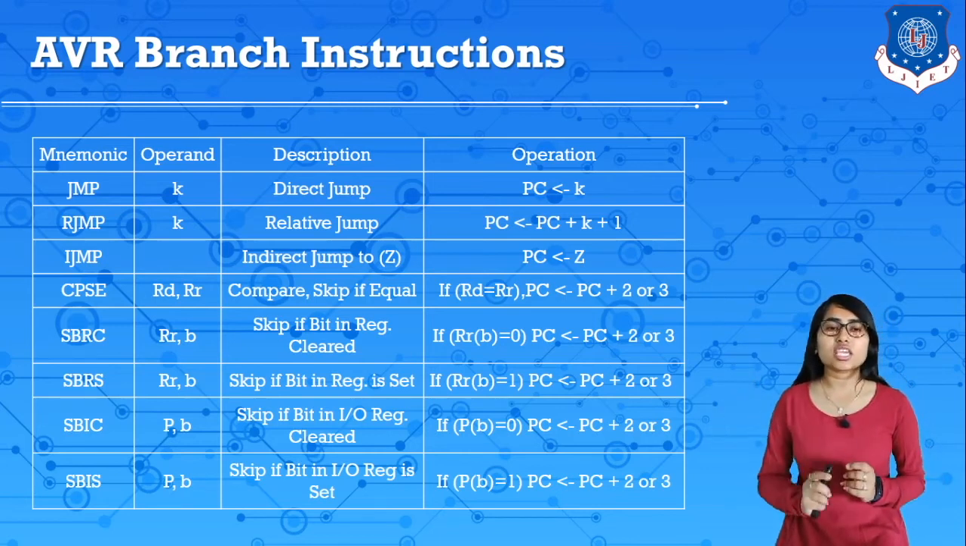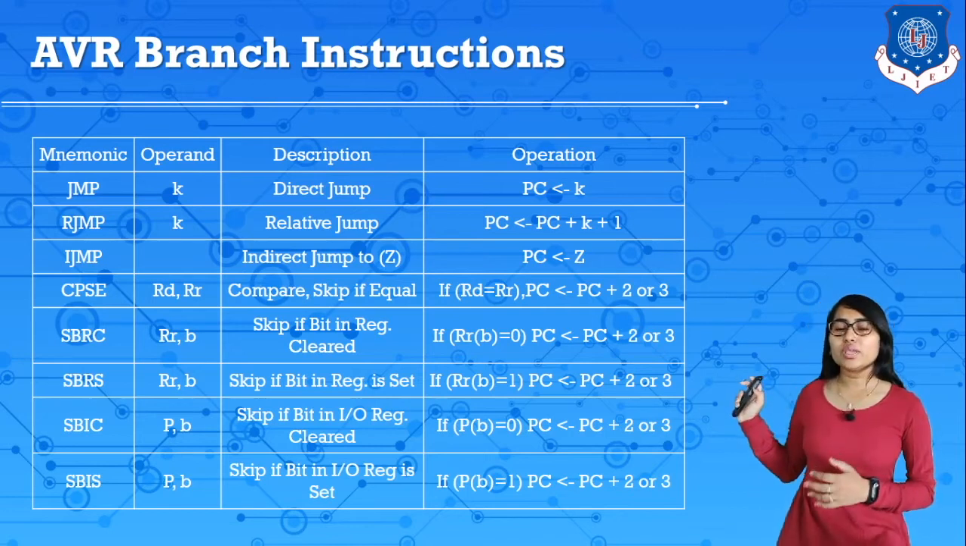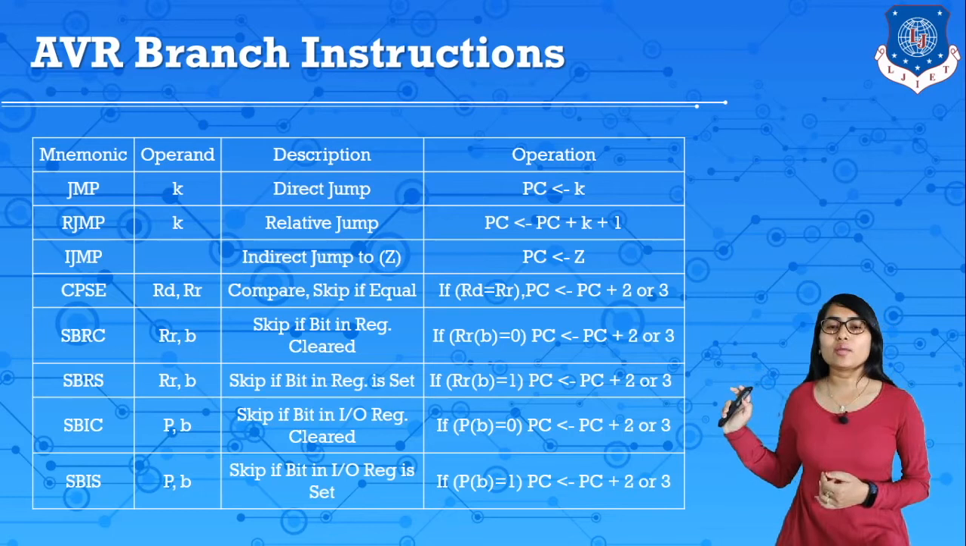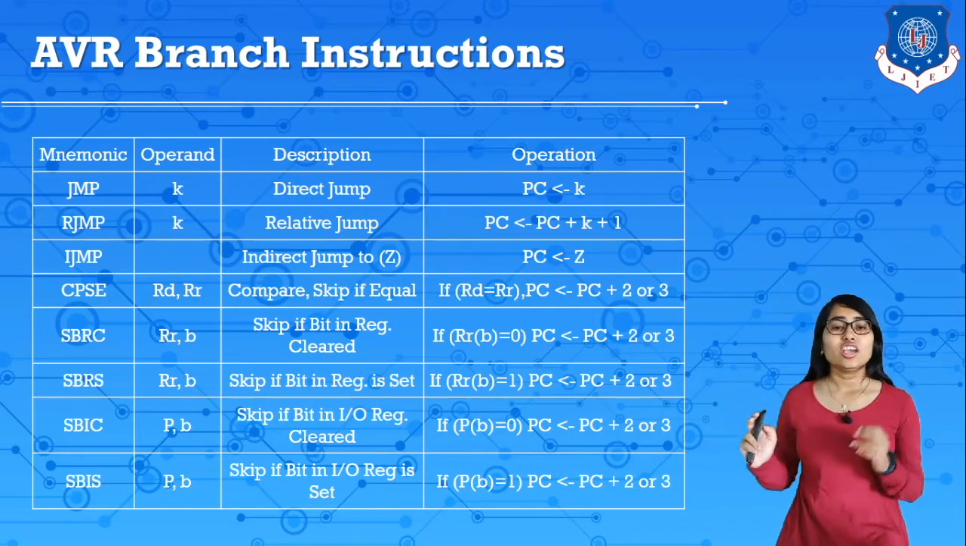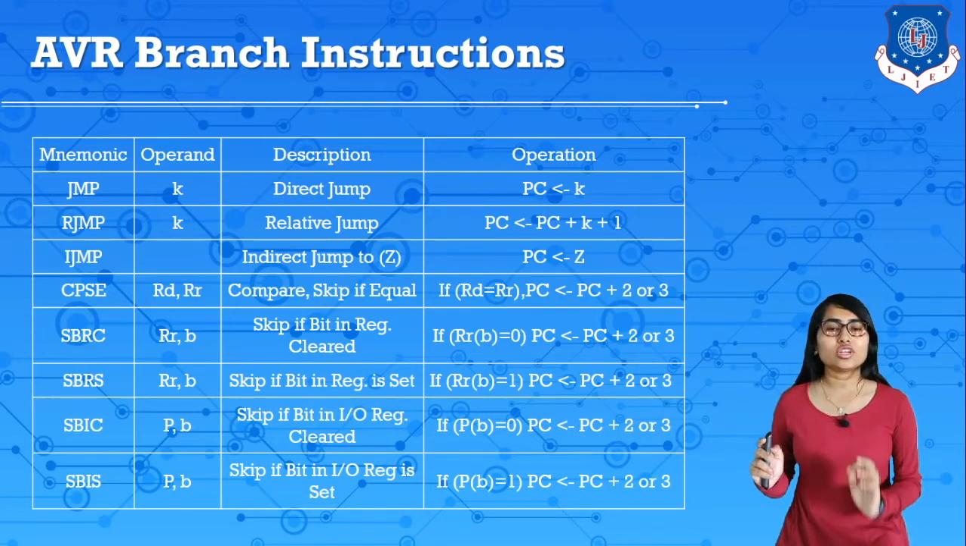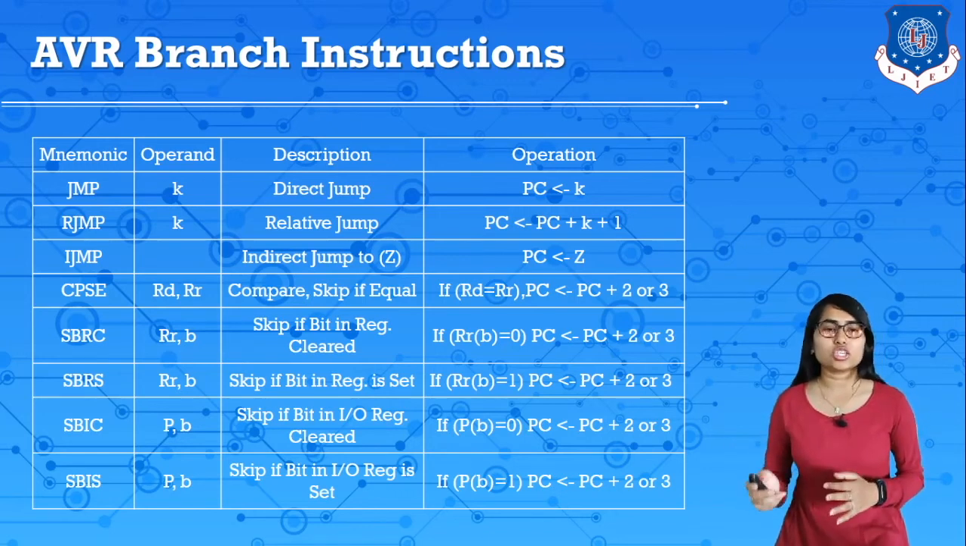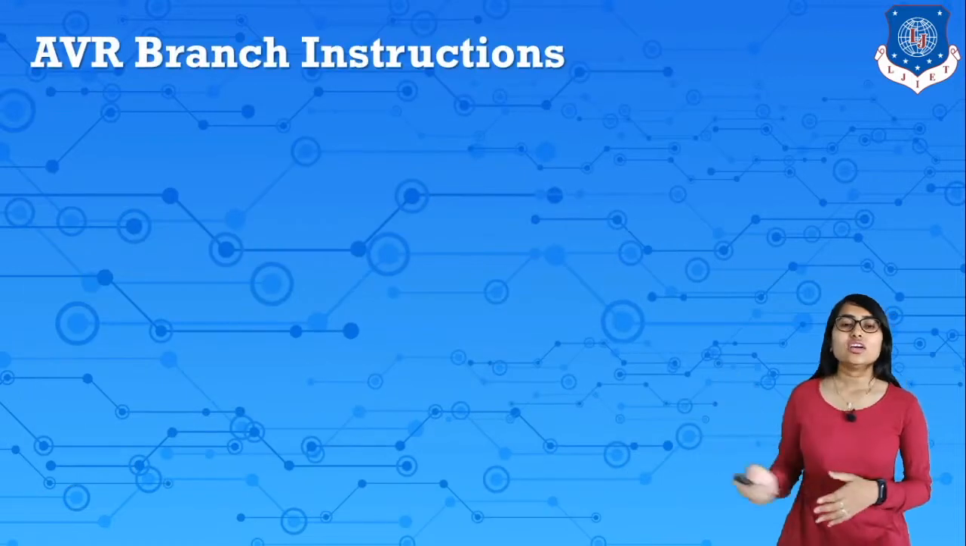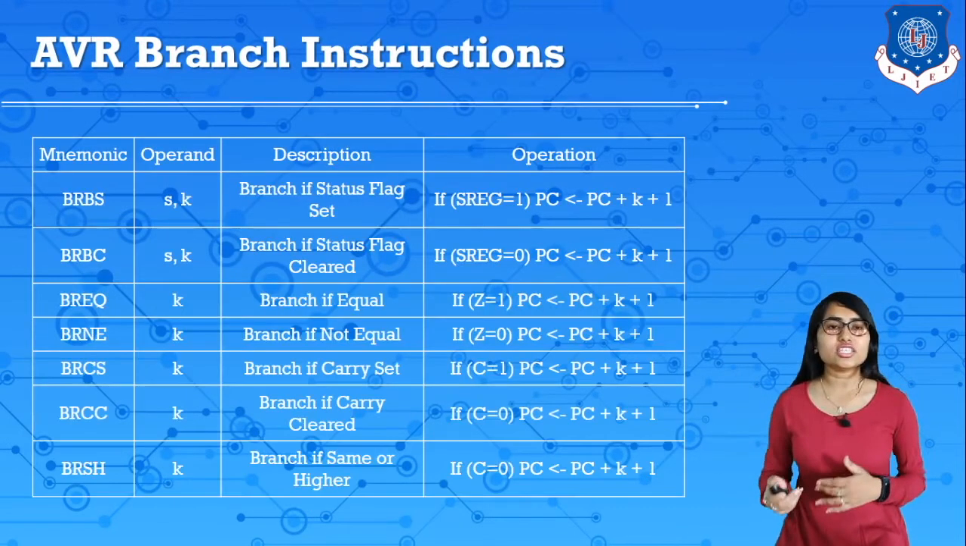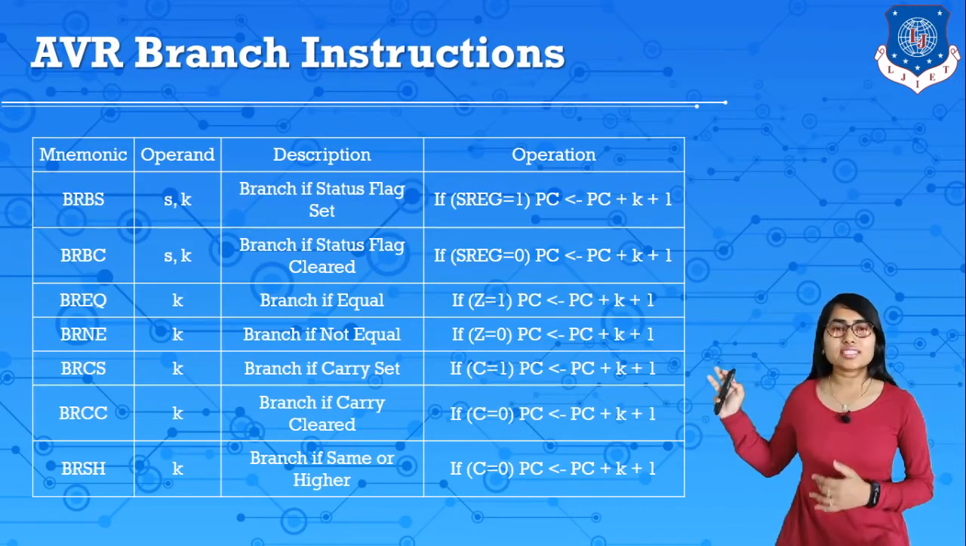The same holds for SBIS P, b, which means skip if bit in IO register is set. If P of b is equal to 1, then program counter equals program counter plus 2 or 3. If this condition is met, and only then, it skips the next instruction; otherwise it executes it.